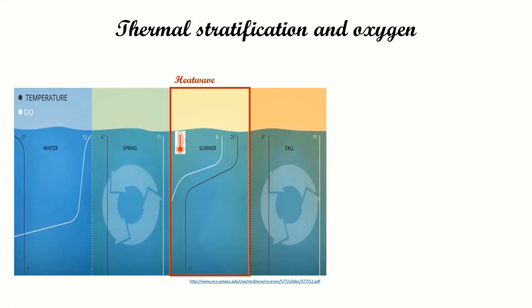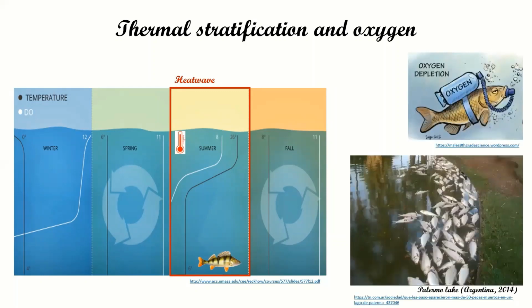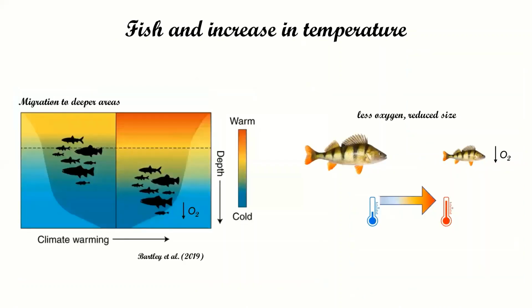And who lives at the bottom? Fish, who die because they don't have enough oxygen. As I showed before, the surface of the lake is getting warmer, so the fish have migrated to colder places where they are most thermally comfortable, in this case deeper. But in deeper water, less oxygen is available, so the fish don't grow as much, being smaller.